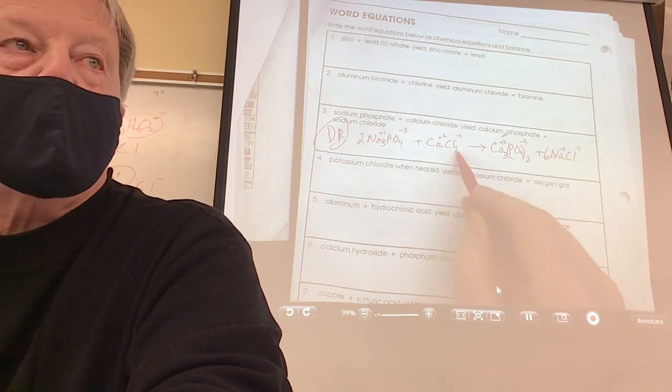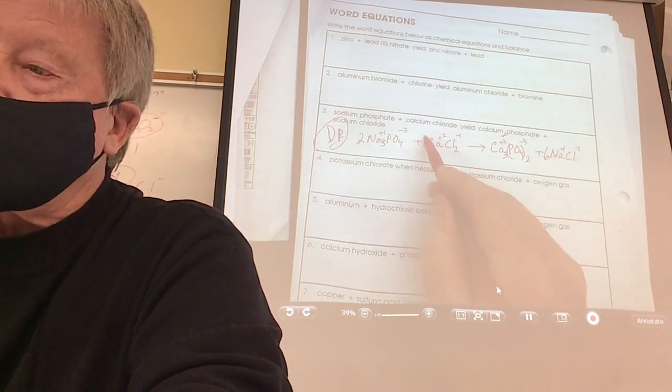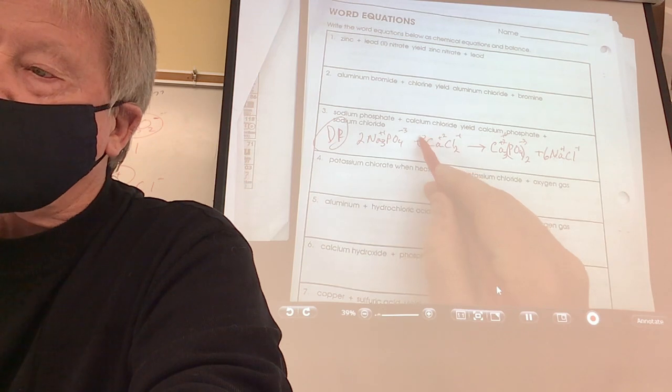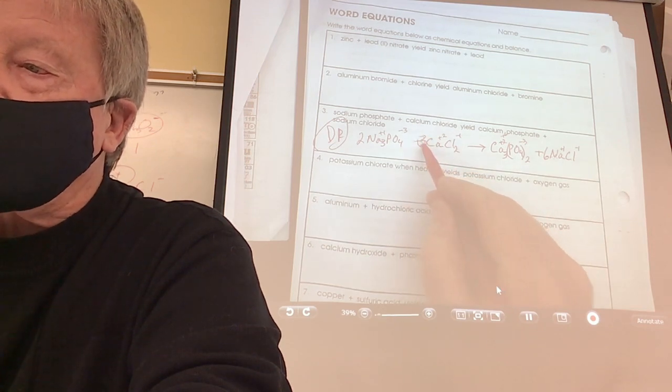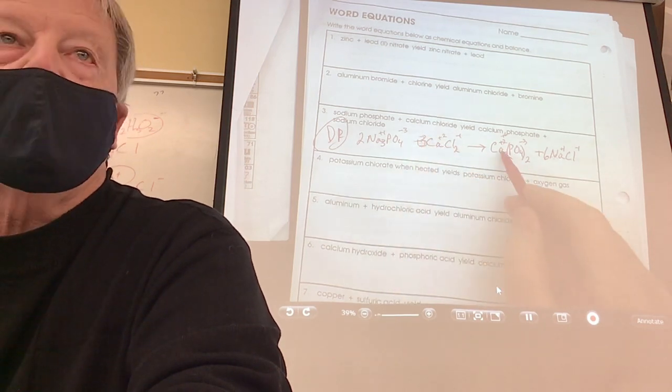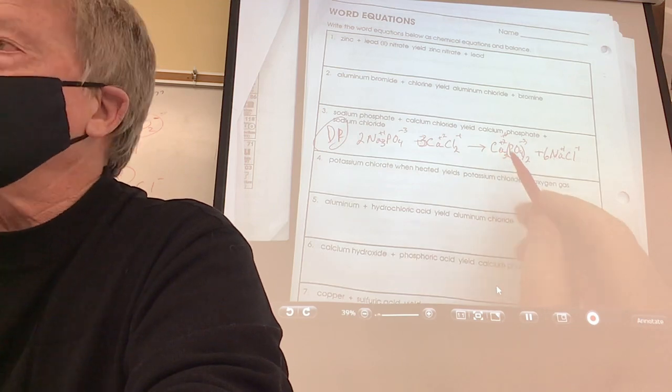Well, how am I going to make 6 chlorines over here? I'll put a 3 here. See, now I have 6 chlorines, but that gives you 3 calciums. That's fine. I have 3 calciums here. What do you think?